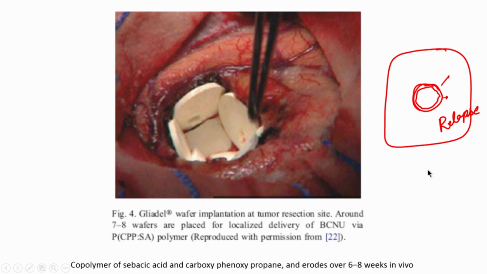So, this typically erodes over 6 to 8 weeks. So, by the time 2-3 months are gone, there is nothing remaining. So, there is no repeat surgery that the patient has to undergo to remove these, and hopefully none of the tumor cells will regrow.